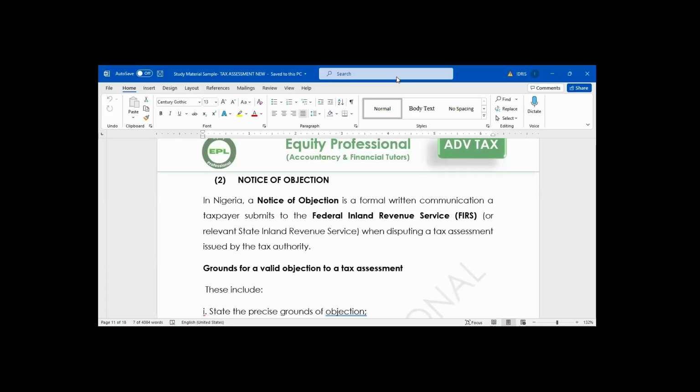If you receive notice of assessment from the tax authority and you don't agree with the amount of tax that they say you should pay, you must object to it within 30 days of receiving the notice of assessment. If you fail to object within 30 days, that assessment is deemed to be final and what? Conclusive.